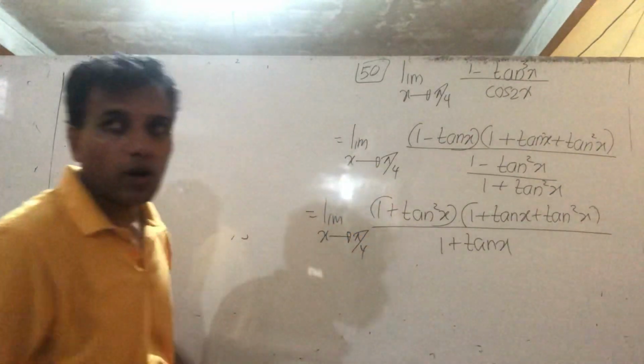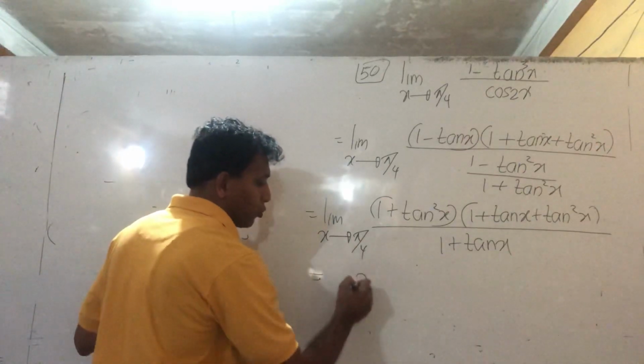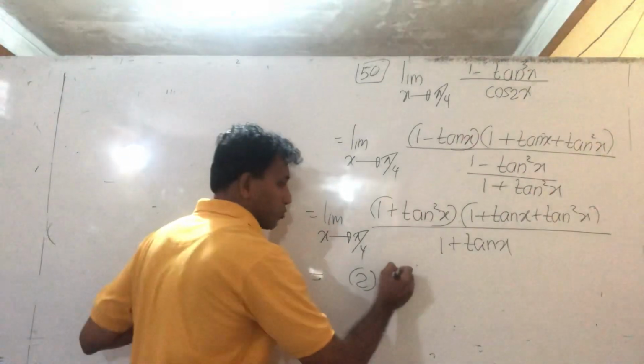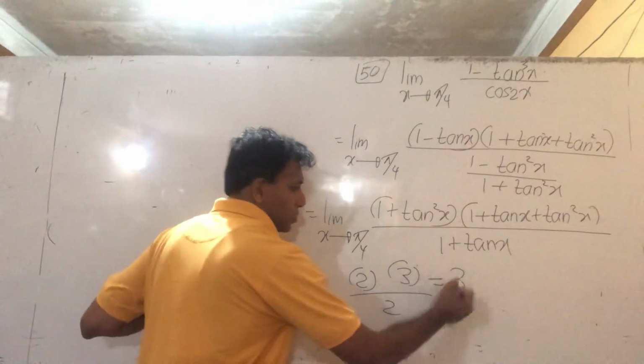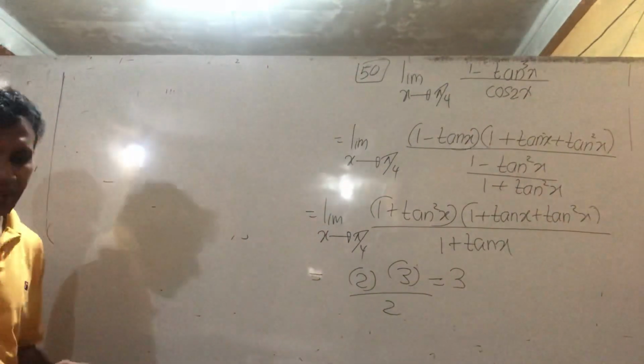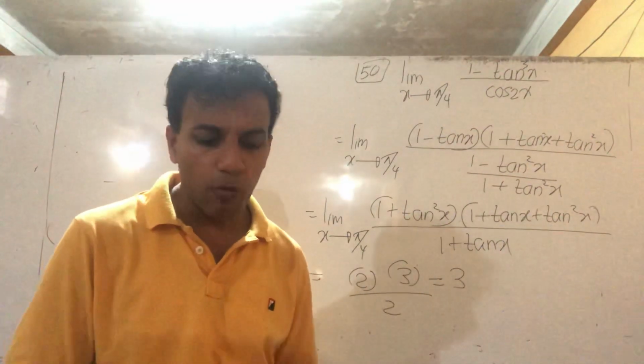Now no problem, all are positive. So apply the value: tan pi by 4 is 1. 1 plus 1 is 2, 1 plus 1 plus 1 is 3, so the answer is 3. So there's a unique solution. If you substitute directly, it is a meaningless form, but by using any other method, there's an answer.